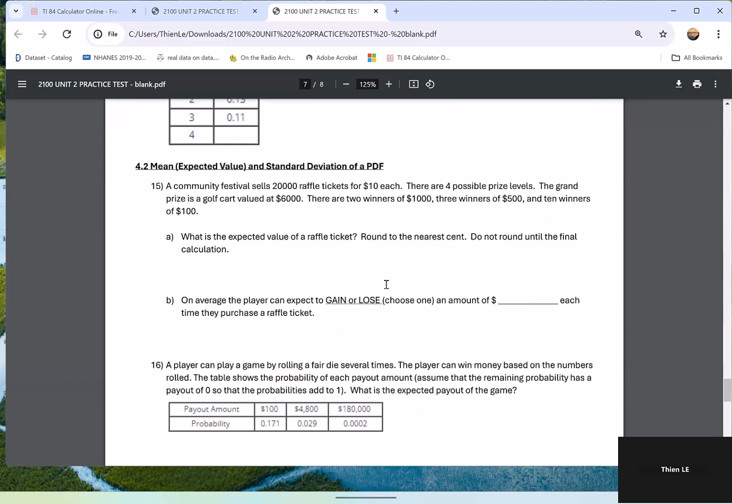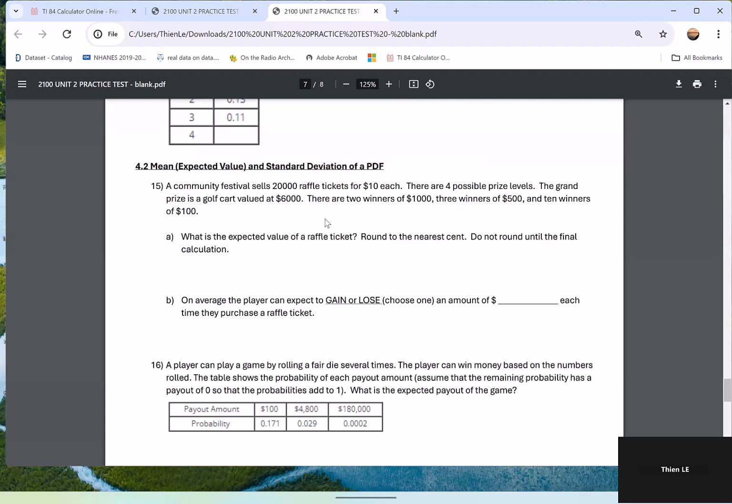A community festival sells 20,000 raffle tickets, $10 for each. There are four possible prize levels. The grand prize golf cart value is $6,000. There are two winners of $1,000, three winners of $500, and 10 winners of $100. Okay, so let's see, we have a sequence of these values here. What's the expected value of each raffle ticket?